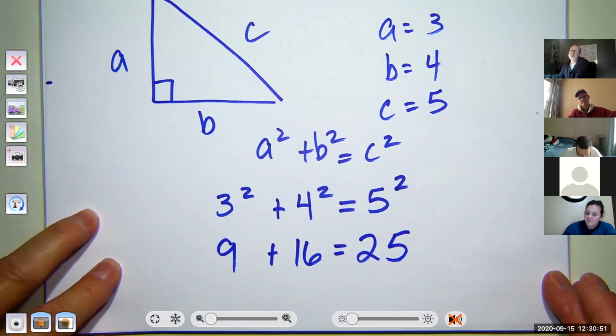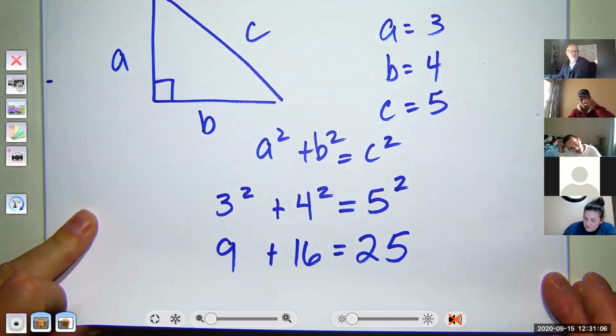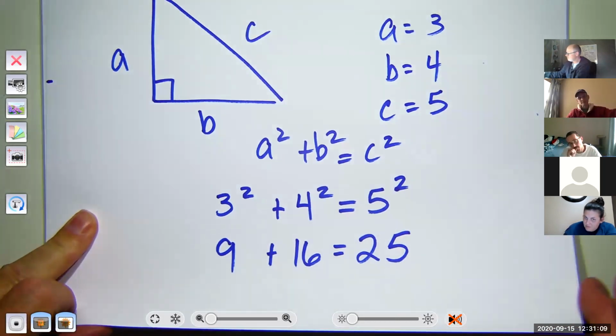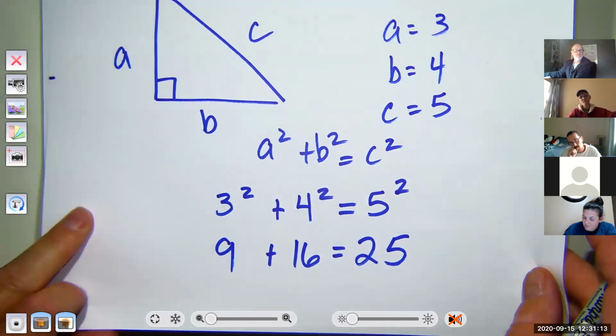Now this guy Pythagoras, he figured out that he could use A squared plus B squared equals C squared anytime for any right angle triangle to solve for one unknown. So first off, let's start with some examples.